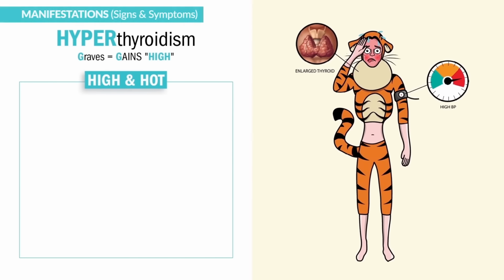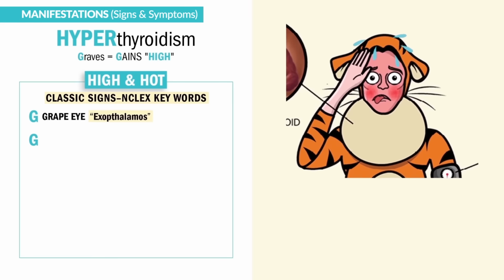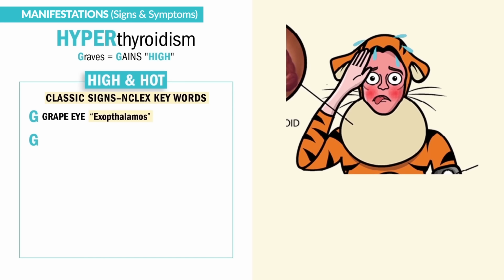Coupled with extremely high temperatures over 105, high heart rate, and blood pressure. Now, classic signs that will show up on Select All That Apply questions, guys, we use our 2 G's for Graves' disease. So the first G is for grape eyes. Now, the NCLEX term is exophthalmos. Guys, these are big eyeballs that are popping out like big grapes.